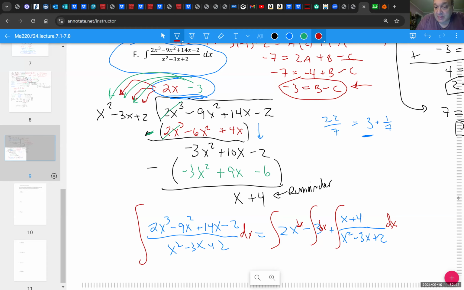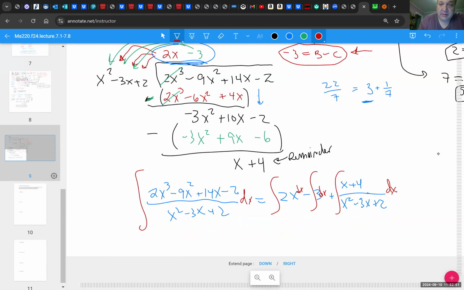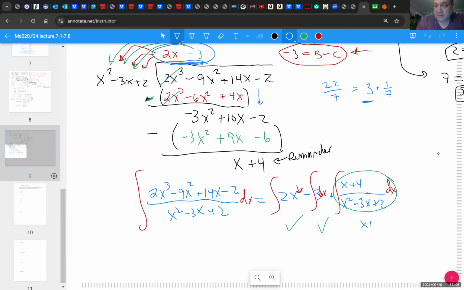The integral of 2x dx, well, that's just x squared. We know how to do this one, so I'll put a green check next to that one. The integral of 3 dx, well, that's just 3x. We know how to do that one. And this right here is our old friend partial fractions. So this one here is going to be x plus 4. We have to decompose it. We have to factor the bottom. So how do you factor the bottom?